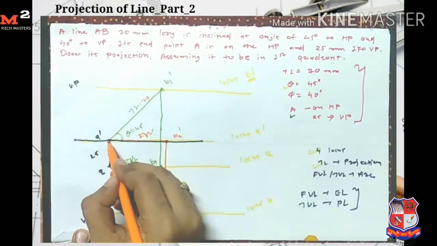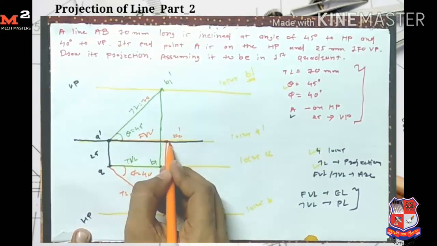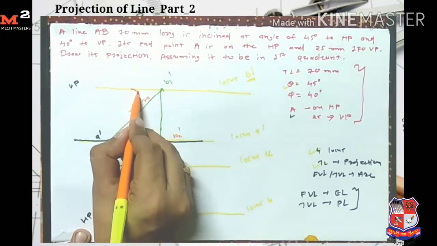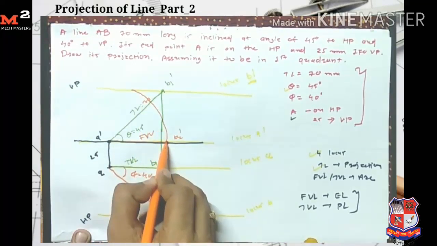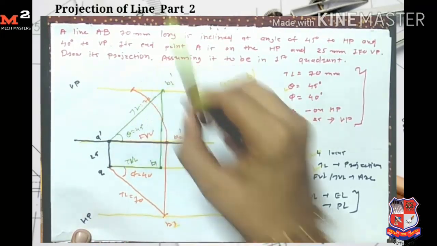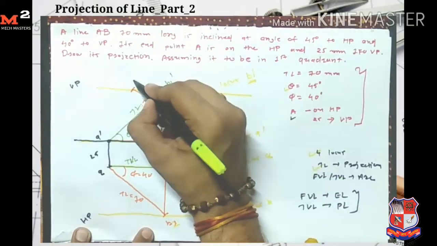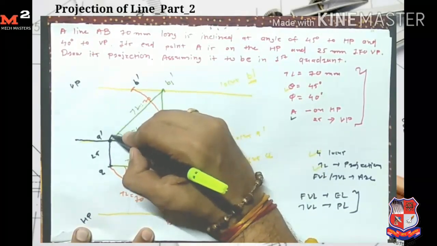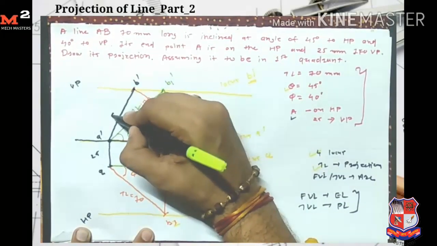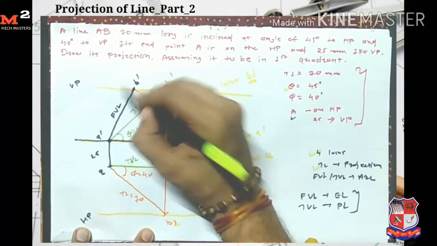So I take A dash as the center and A dash B2 dash as the radius, and I draw one arc, which intersects here. So here I get my final point B dash. Here A dash B dash is my final front view length.